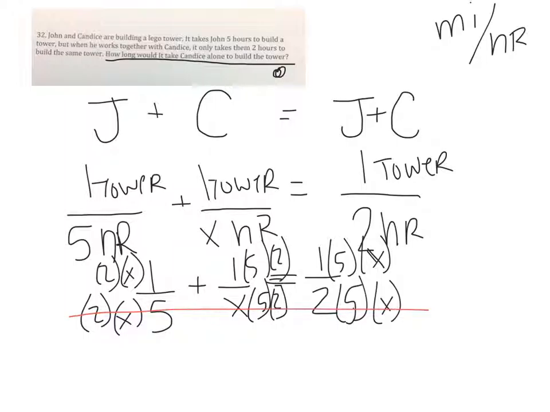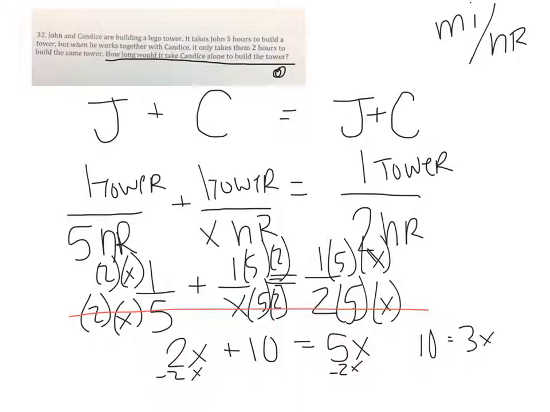Actually doing that multiplication on the top, 2 times X times 1 would give me 2X, plus 1 times 5 times 2 would give me 10, equals 1 times 5 times X would give me 5X. So to solve this, I need all of my X's to be on the same side. So I'm going to subtract 2X from right here. And I would end up with 10 equals 3X. From there, I would divide both sides by 3. And I would get X equals 3.3 repeating, or 3 1/3.